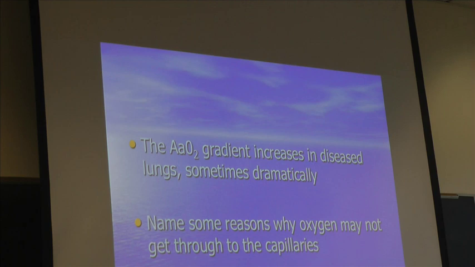So the AA gradient. I want you to write down some calculations. All right, so calculate the AA gradient if the pressure of oxygen in the alveoli is 110 torr, so P capital A O2, and the pressure of oxygen in arterial blood is 90 torr, so P little a O2 equals 90 torr. What is the AA gradient?